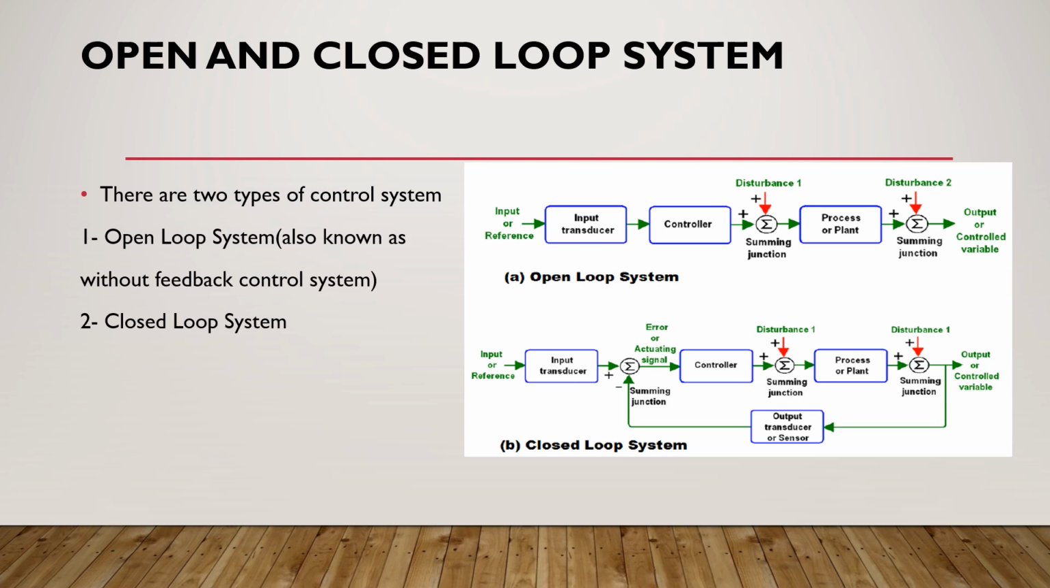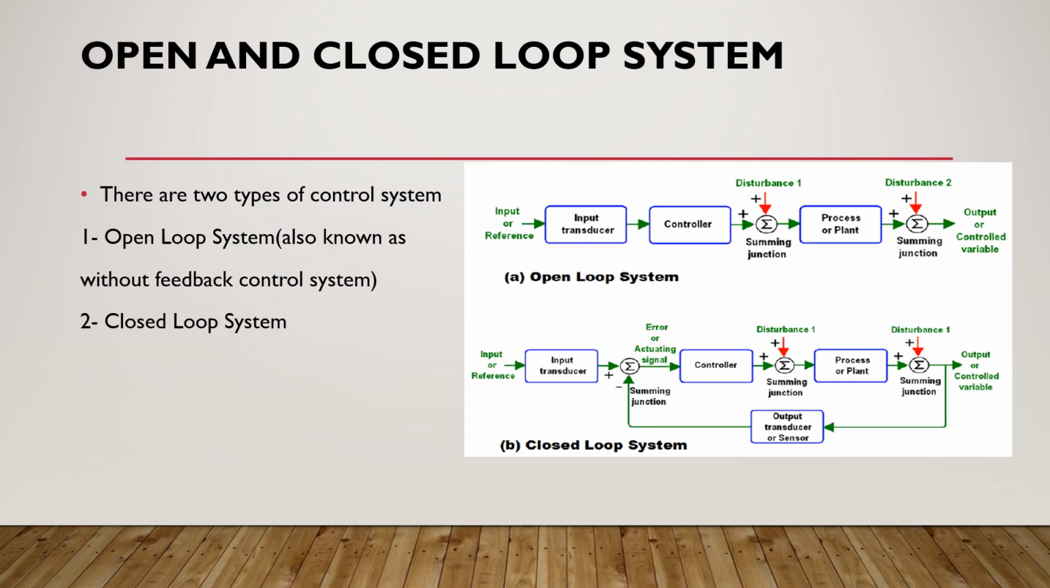There are two types of control systems. The first one is the open loop system, also known as the control system without feedback. In an open loop system, we give the input to the controller and process, and it gives the output. It provides no feedback signal. Closed loop systems are those systems in which the feedback loop is present. We give the input to the controller and process.